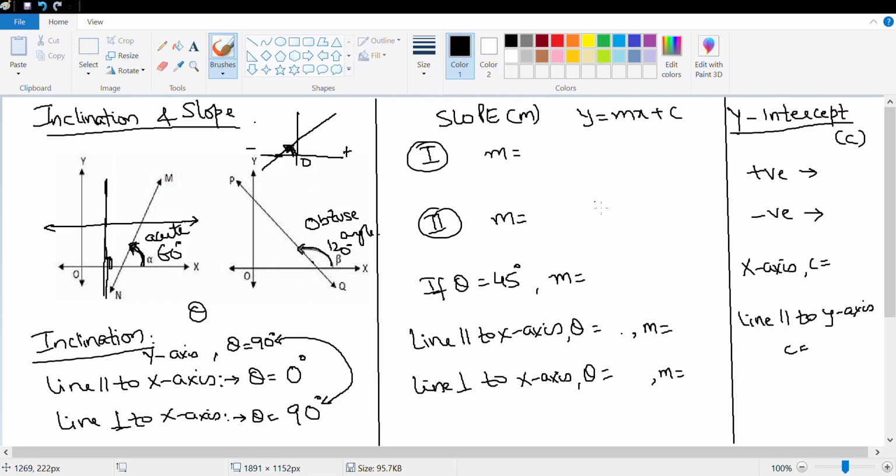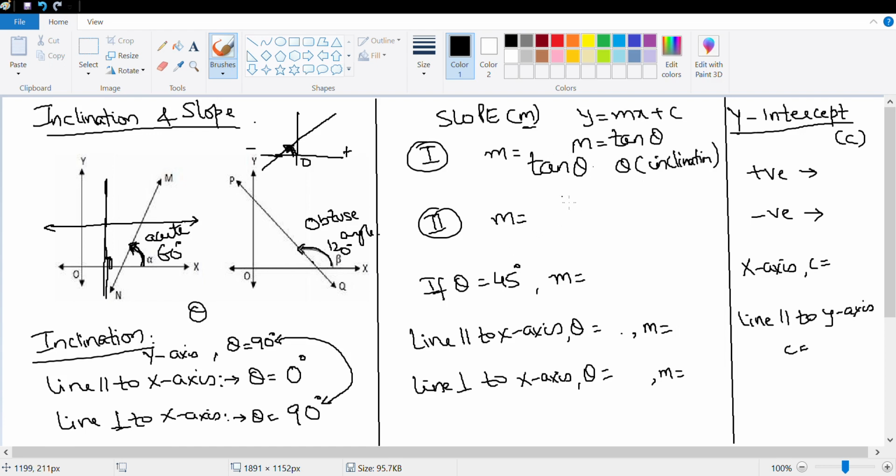Now let's look at the next part of the concept, which is slope. Slope, which is m, is given by m is equal to tan theta. There are two ways of calculating the slope. One is m is equal to tan theta. Theta is the inclination which we learned in our previous step. So m is equal to tan theta. This is method 1 of calculating.